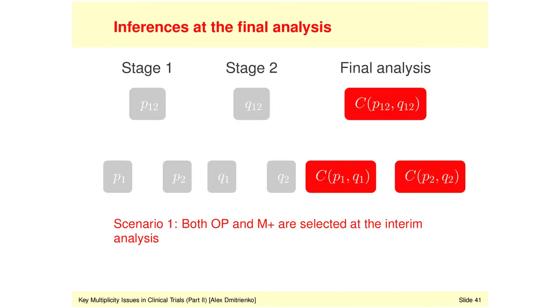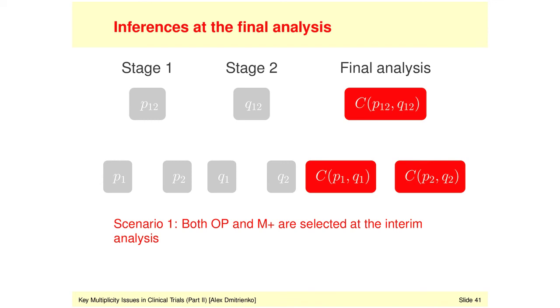This diagram will help us support inferences at the final analysis and derive the decision rules for the overall population and the predefined subpopulation. We're going to assume here three different scenarios. The first one is the most optimistic scenario. Here we assume that based on predefined patient population rules, a decision was made to continue enrolling all of the patients after the interim analysis, and the sponsor is interested in evaluating treatment effects within the overall population as well as the subset. So in other words, both OP and M plus are selected at the interim analysis.